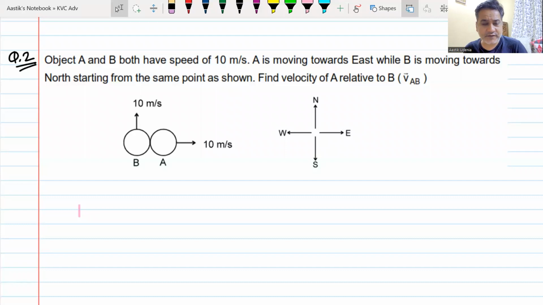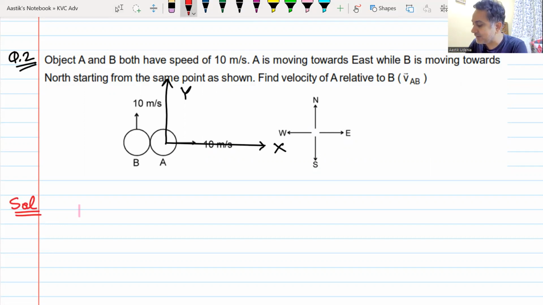Yes, my dear friends, do we have the answer 10 root 2 meters per second? There are a number of ways in which you can find it. Remember, this is always your x-axis and this is always your y-axis. Yes or no? So to solve this, you can straight away write it like this.